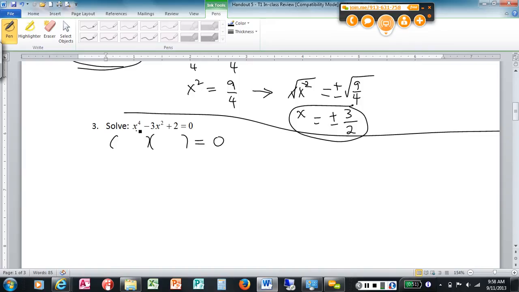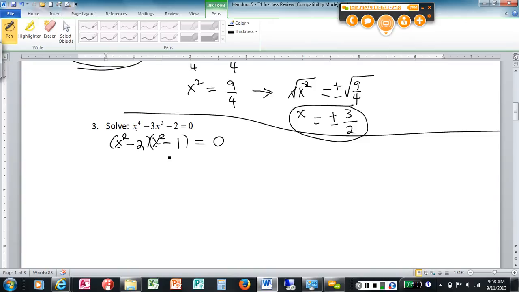Now, because it's x to the 4th up front, what does that mean for these two? They've got to be x squareds. Okay, so we've got an x squared and an x squared. That's how we break down the x to the 4th. Now, with the plus 2 on the end and the minus 3 in the middle, is that telling you something? What about a minus 2 and a minus 1? Minus 2 times minus 1 gives you positive 2, and then minus 2 plus minus 1 gives you minus 3. So I do believe that, if you foil that out, that would be the way it factors.